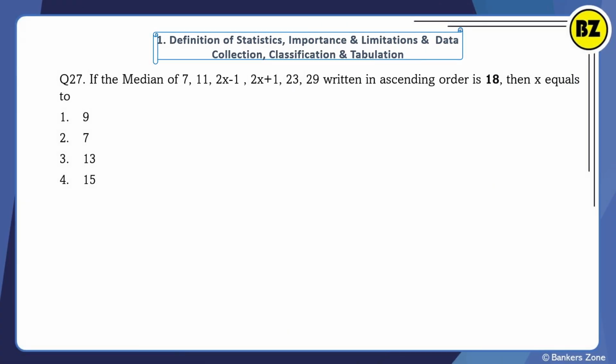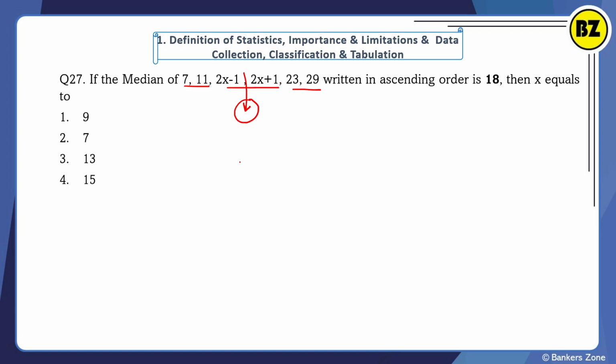See the next question. The median of the numbers 7, 11, 2x minus 1, 2x plus 1, and so on is given as 18, and we have to find the value of x. So what is the median? First understand. Median means the middle value. Now see, there are 6 numbers. I will tell you directly. Leave the two on each side, so the middle value will lie here.